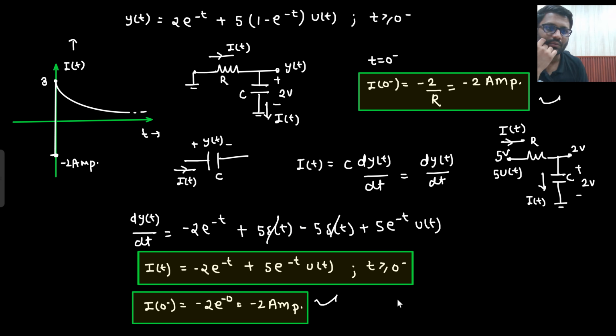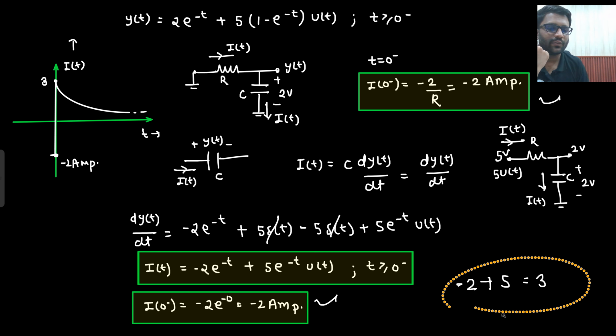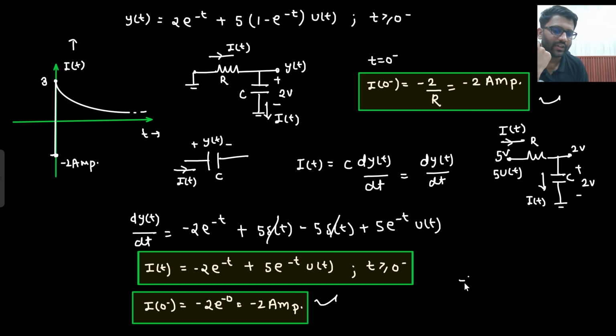At t equals 0 or 0 plus, what will be into action? This will also be into action. So at t equals 0, what do you get? Minus 2 e to the power 0 is 1, plus 5 e to the power 0 is 1. Minus 2 plus 5, 3. So you are getting 3. At t equals infinity, what will you get? This will be 0, plus 5 e to the power minus infinity, this will also be 0. So 0 plus 0 will be 0 only. So at t equals infinity, this is the same expression I am getting. That means I am exactly getting the correct expression and the correct waveform.